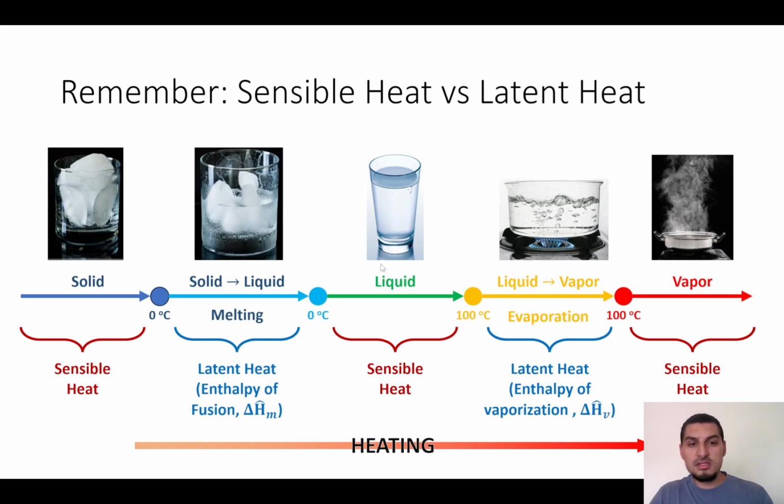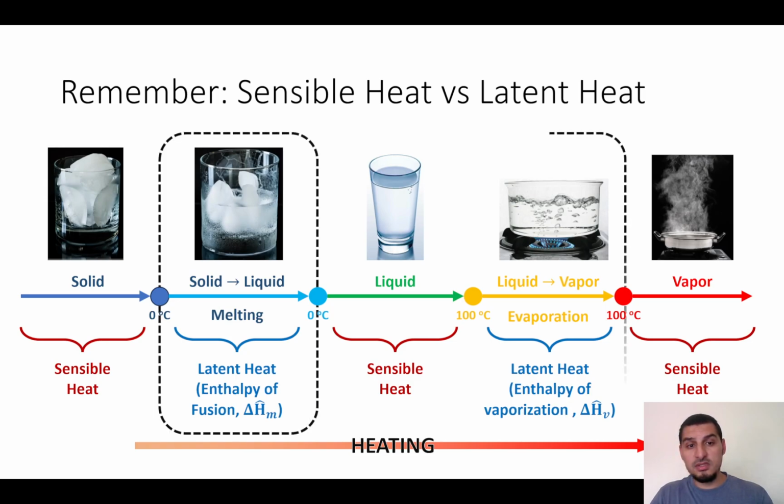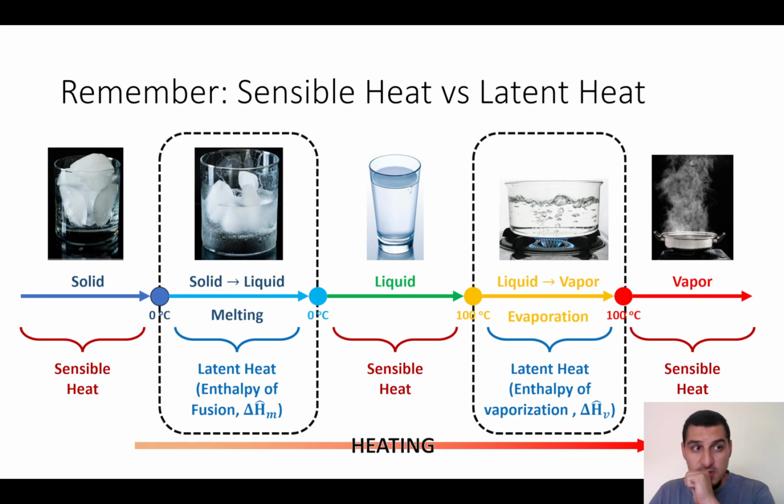In this part, we are interested in these two cases of evaporation or melting. And as we said before, evaporation or melting are called latent heat because they happen at constant temperature. So it's solid at 0 Celsius turns into liquid at 0 Celsius, or liquid at 100 Celsius turns into vapor at 100 Celsius, or whatever the boiling point is.